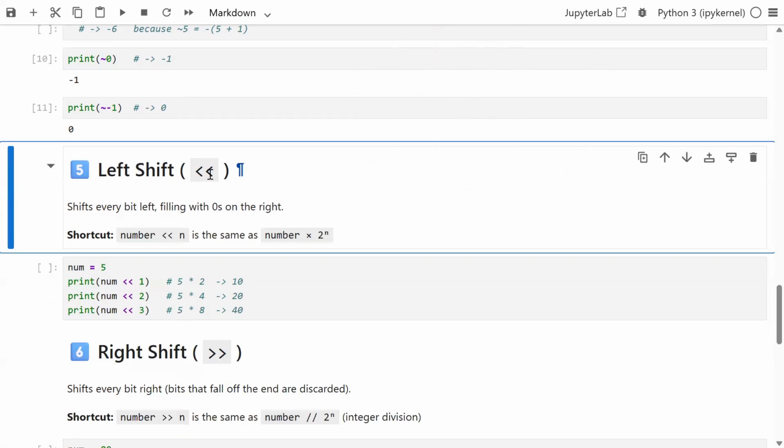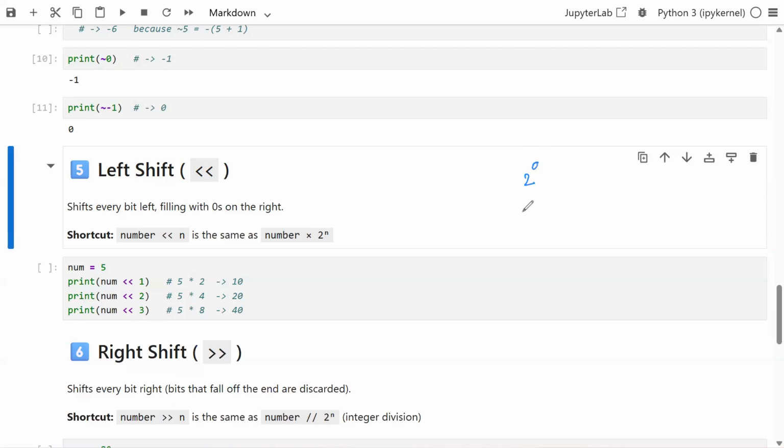Left shift means it will shift the bits to the left side. When we use left shift, whenever you want to multiply any number by a number of the form 2 raised to power 0, 2 raised to power 1, 2 raised to power 2, 2 raised to power 3. Any number, let's say 5. If you want to multiply 5 into 2 raised to power 0, which is 1, you'll get 5 only. 5 into 2 raised to power 1, which means 2, is 10.